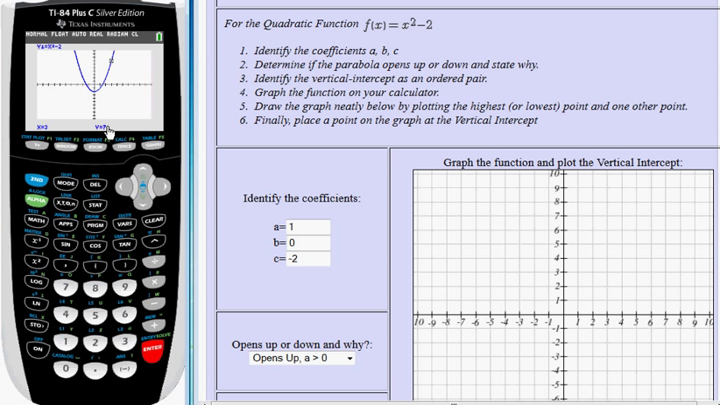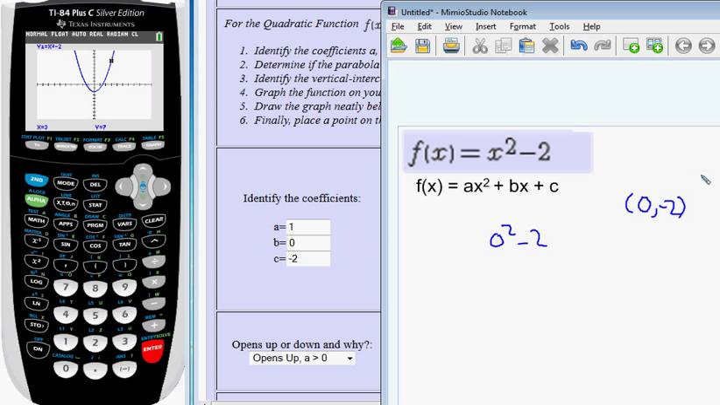Because the directions say that I have to draw it using the highest or lowest point, that's my vertex, 0, -2, and one other point. So in case you didn't watch the other video, the way to find the vertex is to use the formula -b over 2a. So let me write that down real quick. The x value of the vertex is -b over 2a.